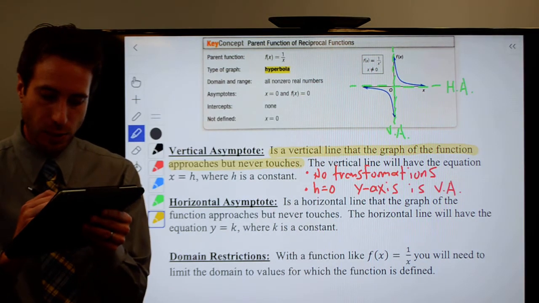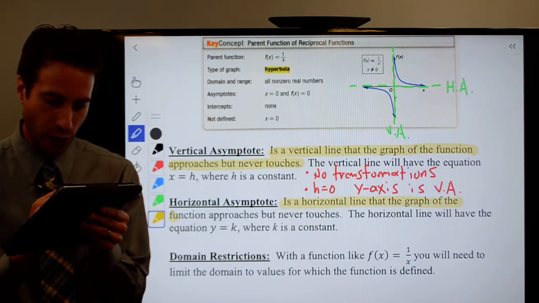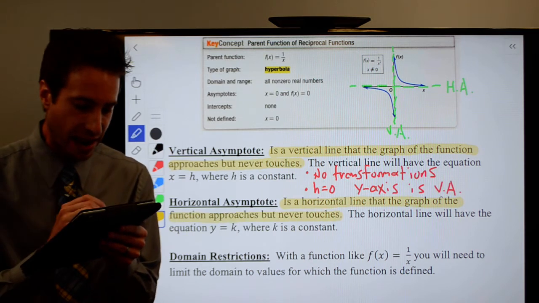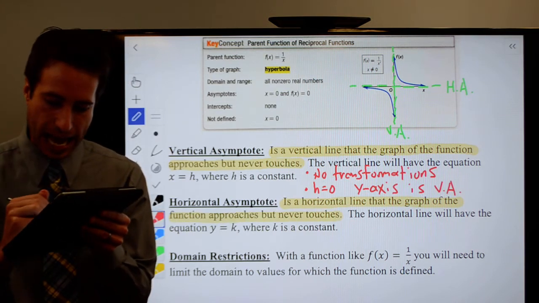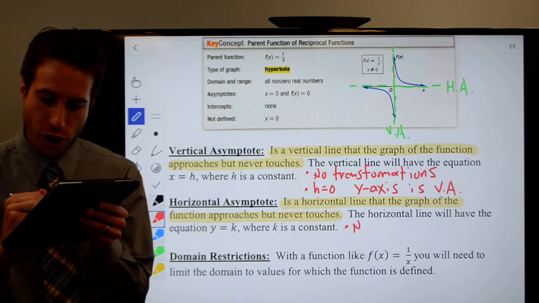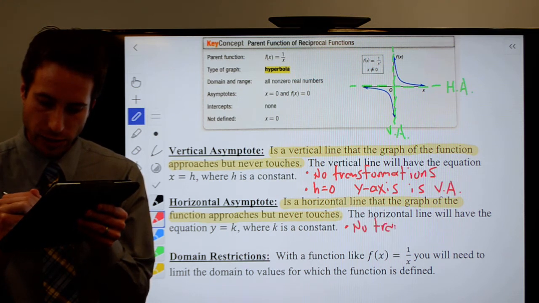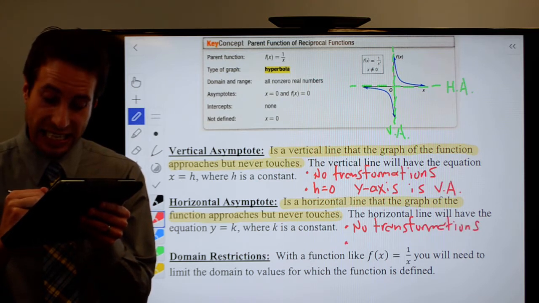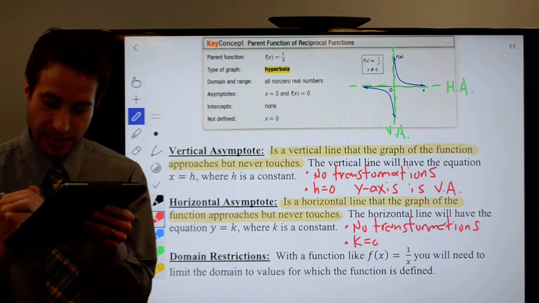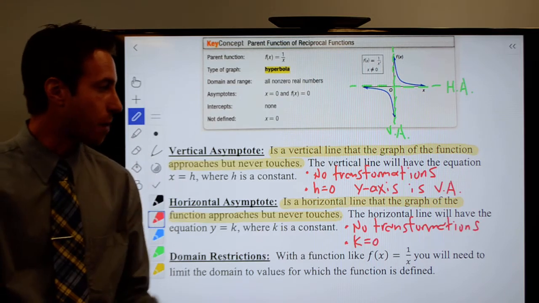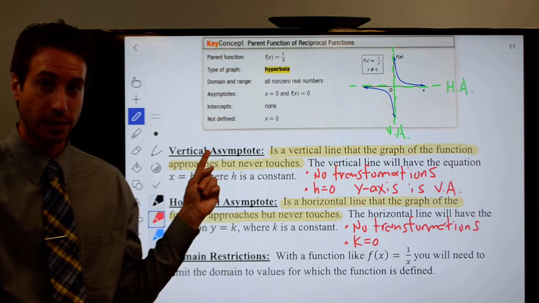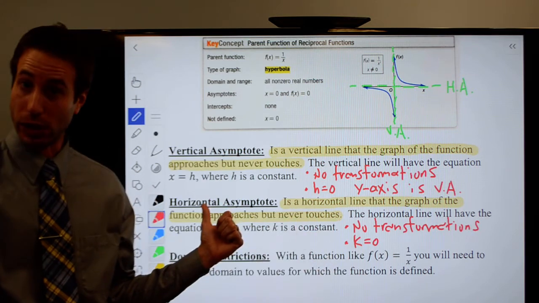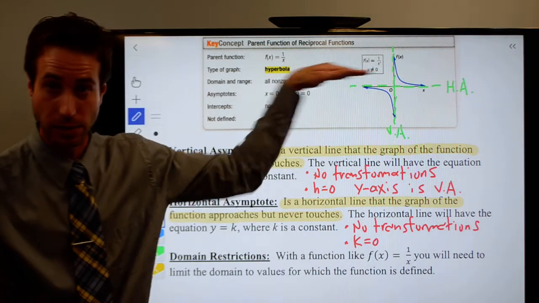Okay, what about horizontal asymptotes? Well, a horizontal asymptote is a horizontal line that the graph of the function approaches but never touches. And again, if there are no transformations, then k is equal to 0. Shouldn't surprise you one bit. If h controls the vertical asymptote, k will control the horizontal asymptote, right?